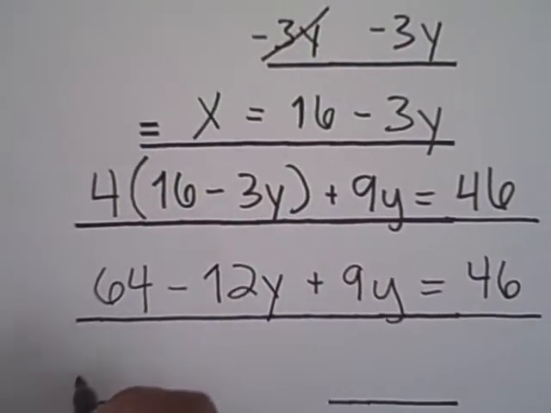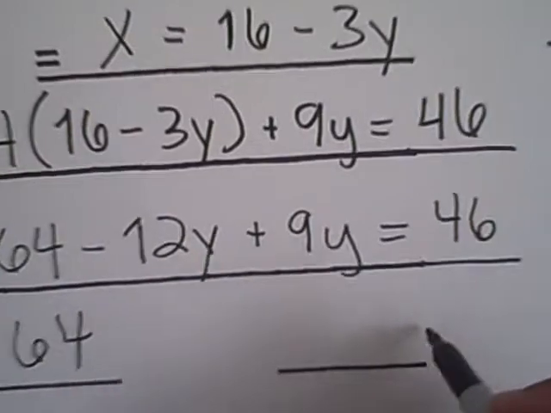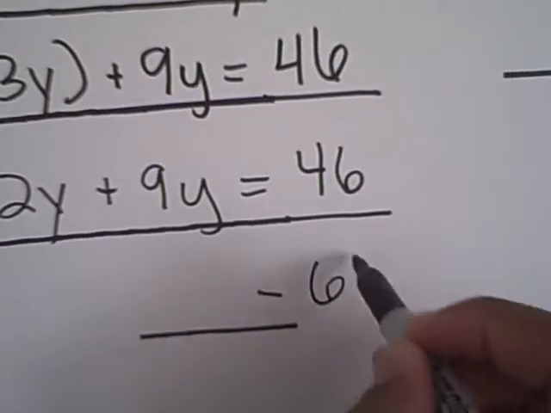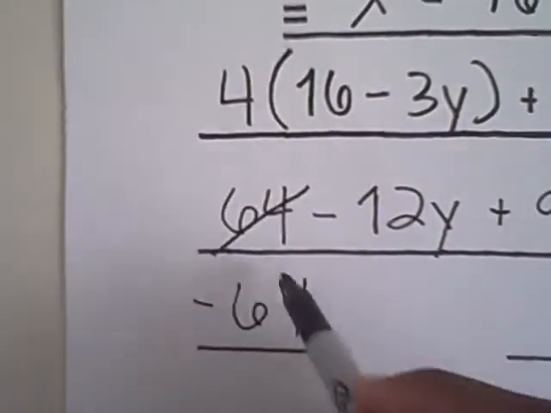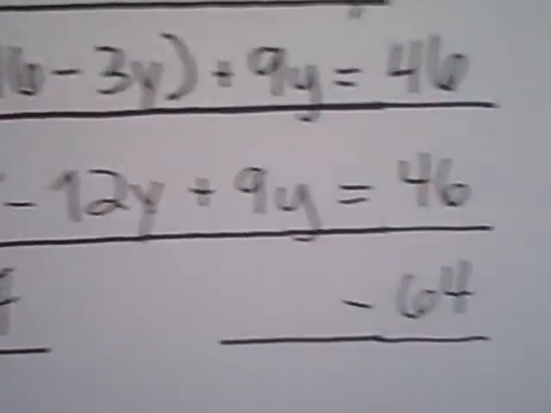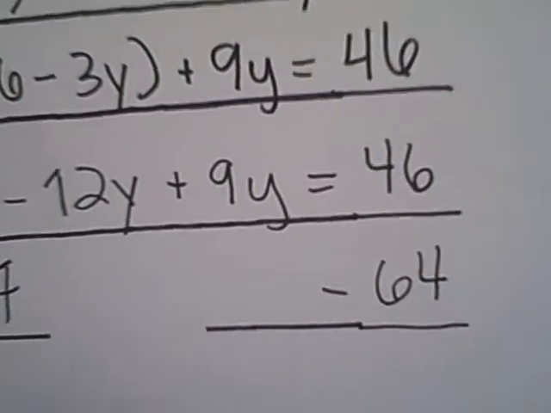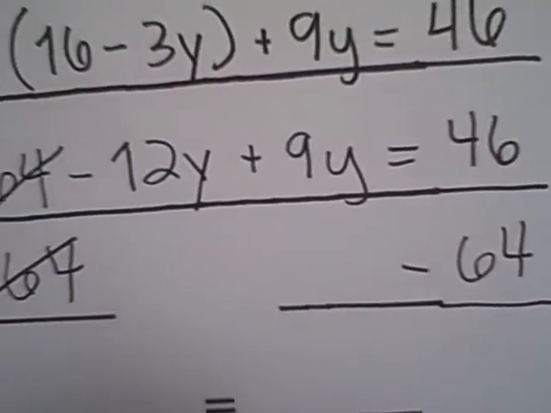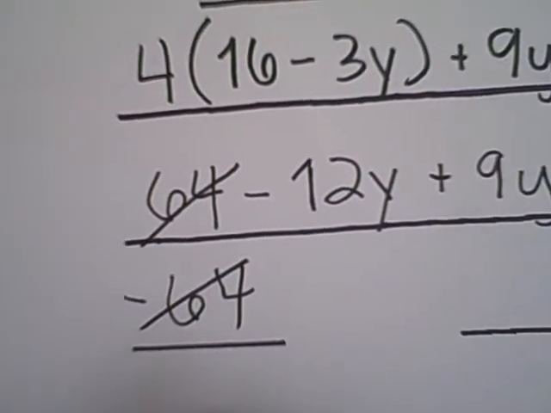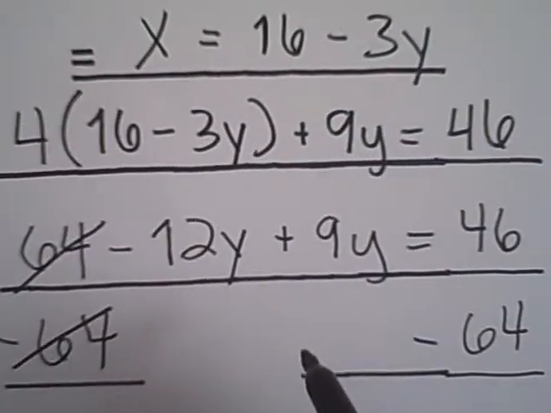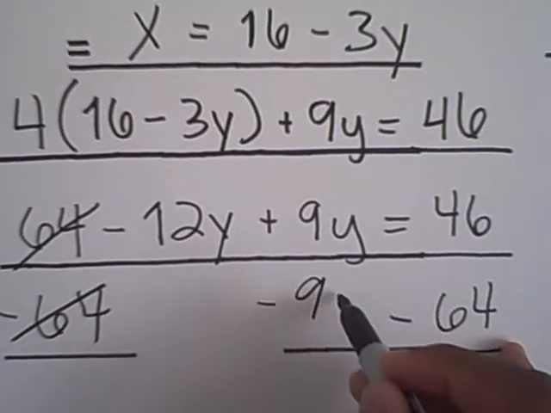Next, we have to subtract 64 from each side of the equation. 64 minus 64 cancels out, which leaves us with 0. And 46 minus 64 leaves us with negative 18. Hold on one second. Okay. Next, we subtract 9y from each side.